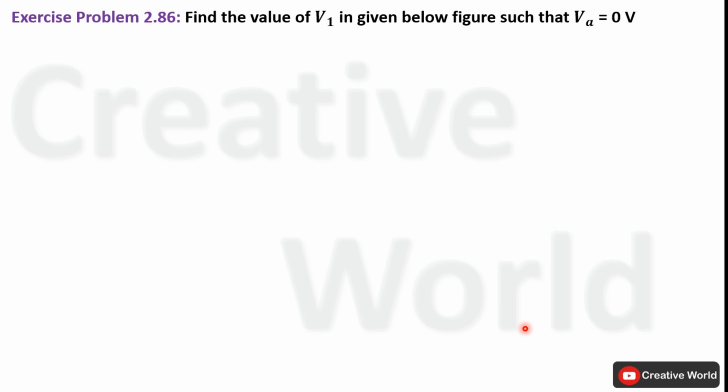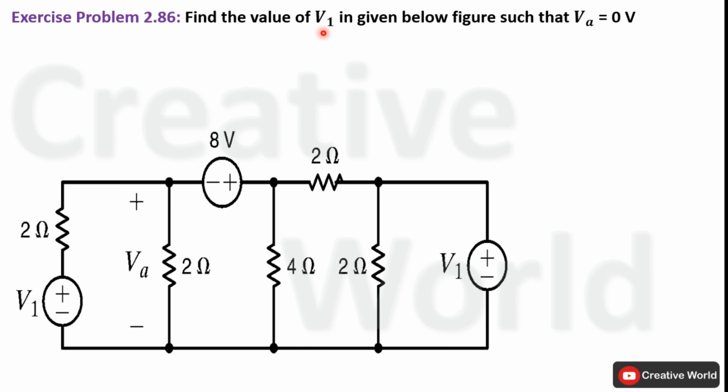Exercise problem number 2.86. Find the value of voltage V1 in the given figure such that voltage VA is equal to 0. This is the circuit diagram of the given problem. Inside this network, we have to find the value of voltage V1. One condition given in this scenario is that voltage VA is equal to 0 volt. So without wasting time, let's proceed towards the solution.